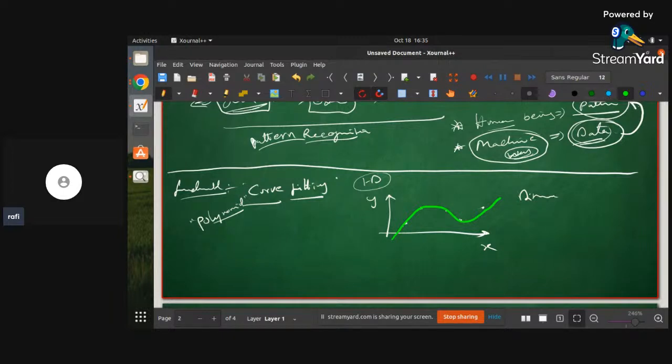Okay, so for example, you are given x and y points like this: 0 and 0, pi by 4 is 1 by root 2, pi by 2 is 1, 3 pi by 4 is 1 by root 2, pi by 6 is 1 by 2, pi by 3 is root 3 by 2, and so on like this, pi is 0.